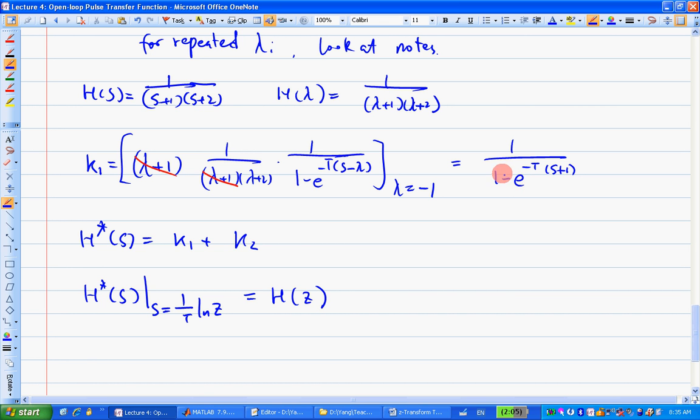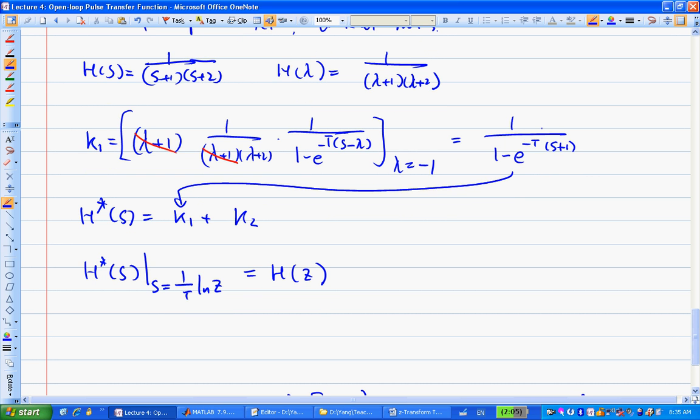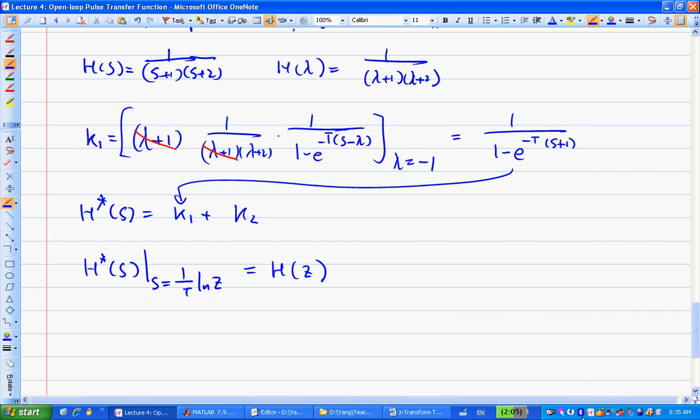Now, I'm not going to calculate K2, let's just look at K1 here. Let's look at this term here. What happens when I replace the s with 1 over T ln z into here? This is K1 here. Before you do this replacement, it might be a good idea to rewrite that expression slightly. So this is 1 over 1 minus, so this is negative T(s plus 1), so rewrite it as this. Was that right? Yeah.